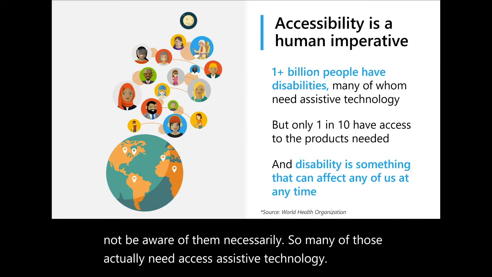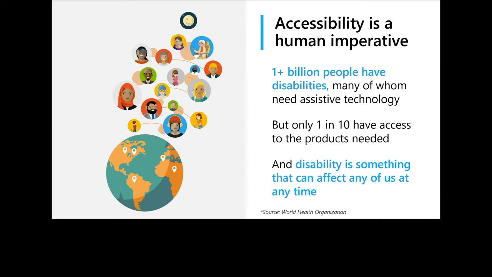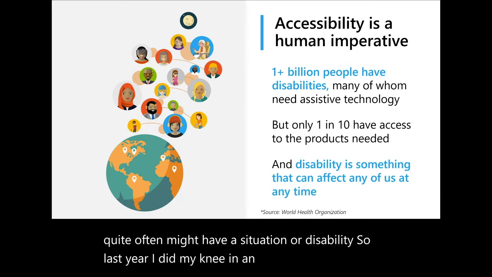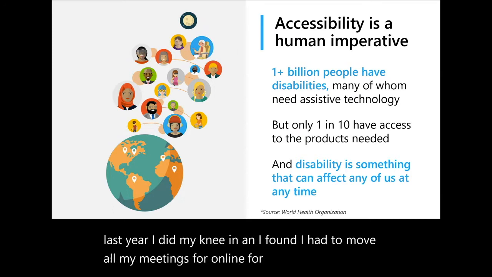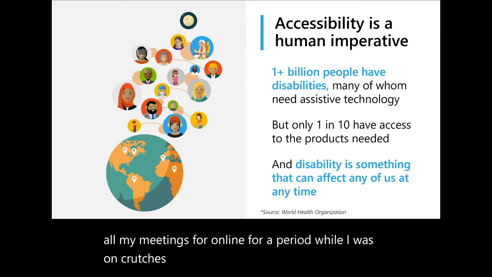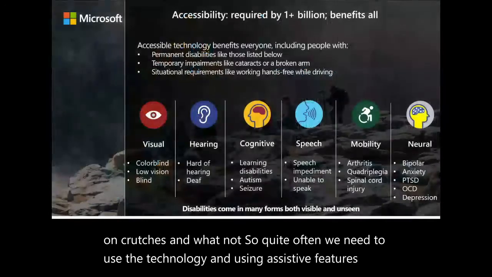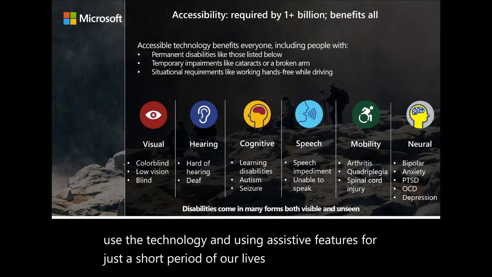And I think it's also really important to consider that a disability can affect us at any time. It doesn't have to be necessarily something we're born with. We quite often might have a situational disability. So last year I did my knee in and I found I had to move all my meetings to online for a period while I was on crutches and whatnot. So quite often we need to use the technology and use the assistive features for just a short period of our lives too. So accessible technology is for everyone.